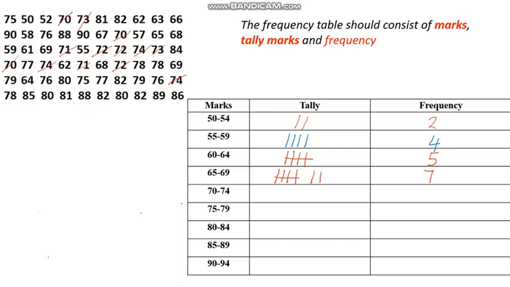How many are they? 1, 2, 3, 4, 5, 6, 7, 8, 9, 10, 11, 12, 13. So there are 13. We write 1, 2, 3, 4, 5, 6, 7, 8, 9, 10, 11, 12, 13. So here you even indicate 13. So I hope that you are following.